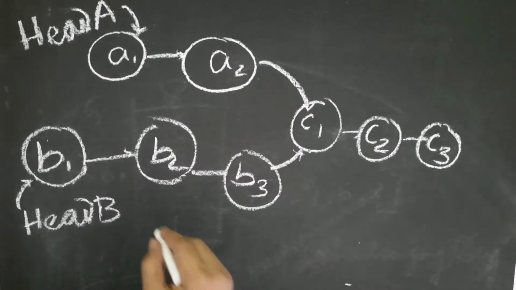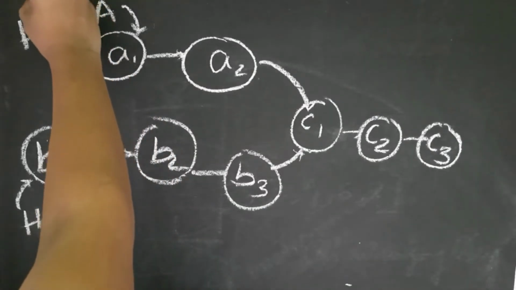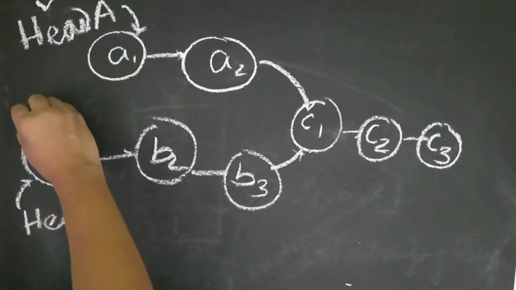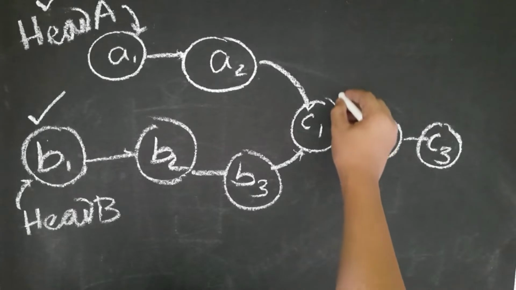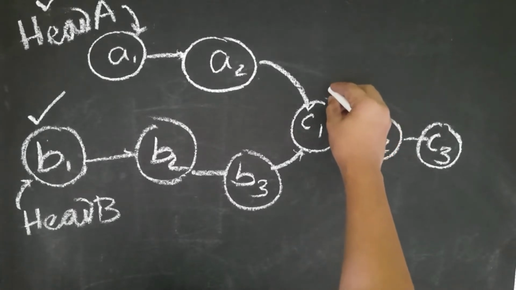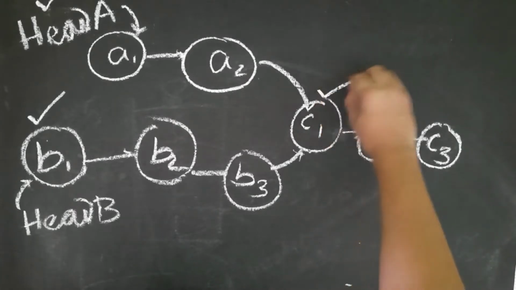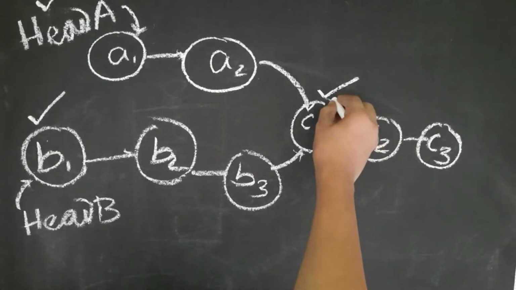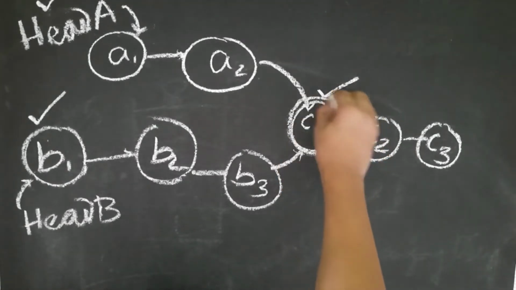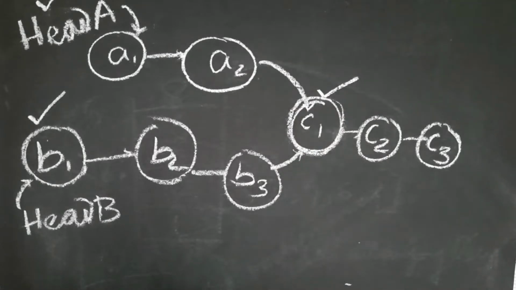So in the question, we are given the heads of two singly linked lists, and we have to find if they are intersecting at any point, and if they are intersecting, then we have to return the node of the linked list. So let's see how we can solve this problem.